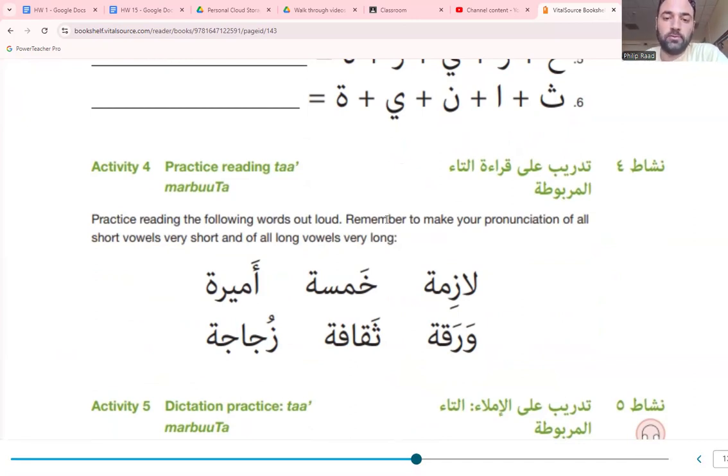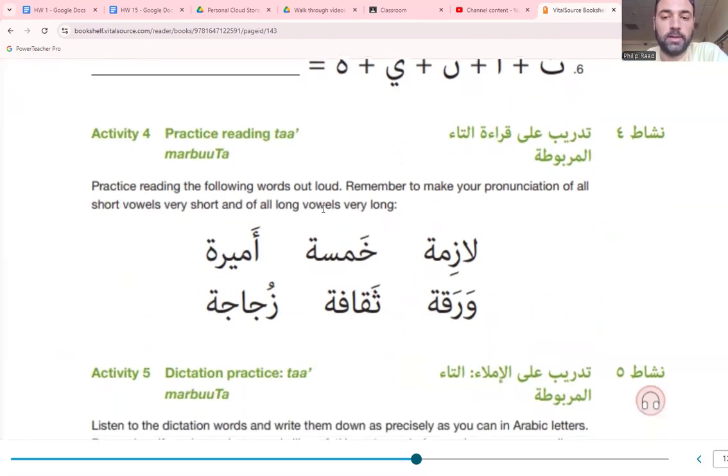So I will give you a chance to practice, and then I will repeat after you. So go ahead and try to pronounce the first word. So that word is lazima. Okay, now pronounce the second word. That word is khamsa. The next word, that one is amira.